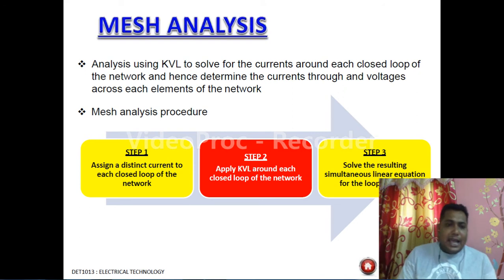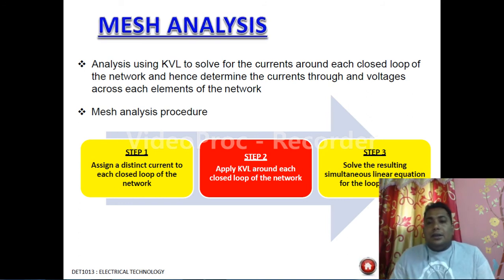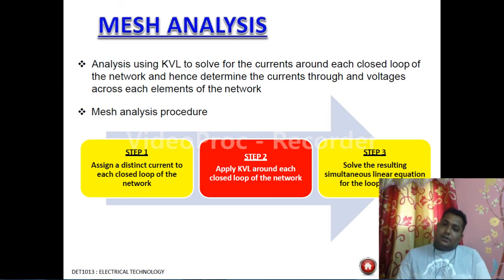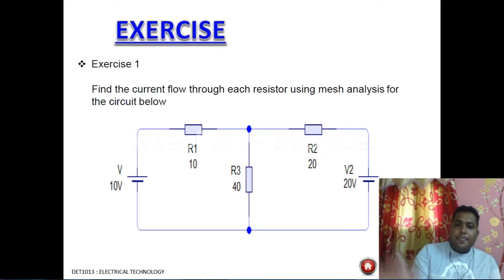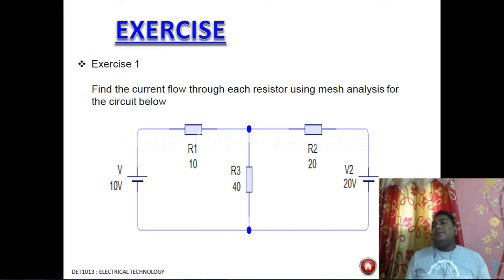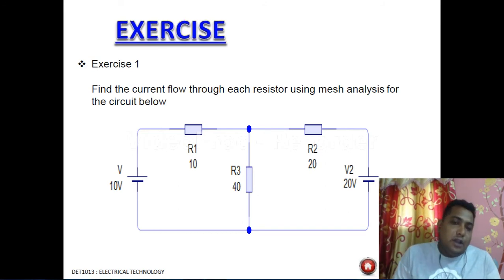What are the steps? Assign a distinct current to each closed loop of the network. Apply KVL around each closed loop of the network, step 2. And in step 3, solve the resulting simultaneous linear equations for the loop currents. Yes, it is an example where we are going to solve how we can solve the KVL.